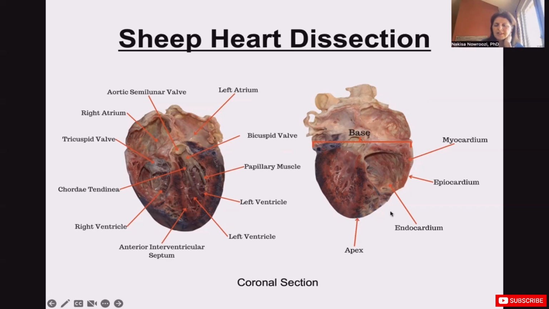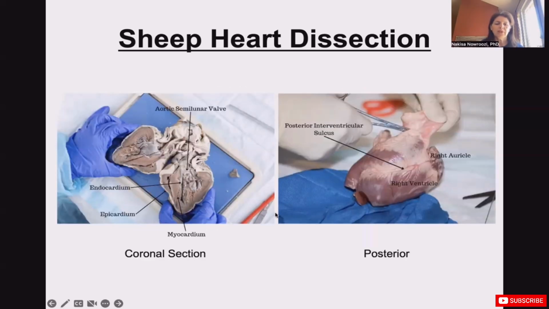Here showing us the layers of the heart. Epicardium, myocardium, and endocardium, which is the inside layer of the heart, endocardium. Here we are looking at the coronal section. It's showing us aortic semilunar valve, also showing us the epicardium, myocardium, and endocardium layers in the sheep heart. Here in the posterior section, we have posterior interventricular sulcus, which is going straight up.